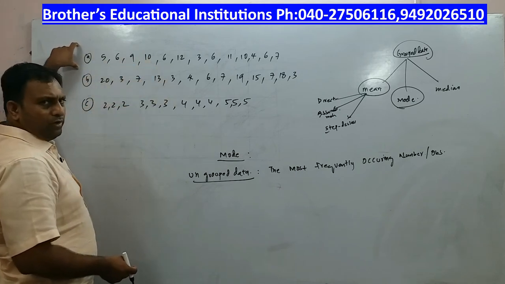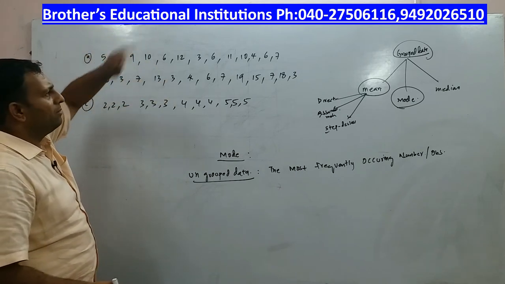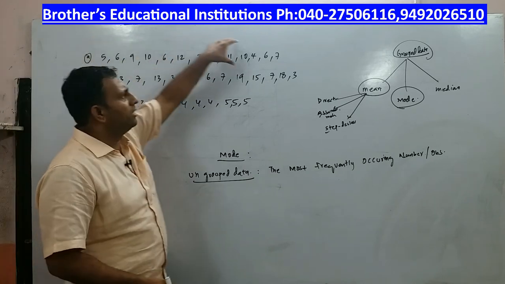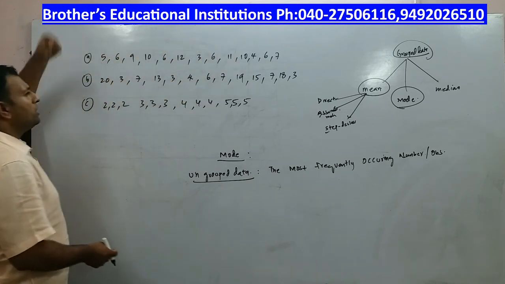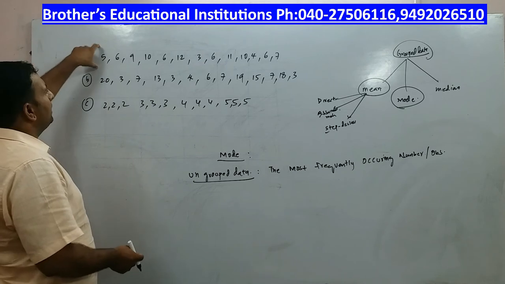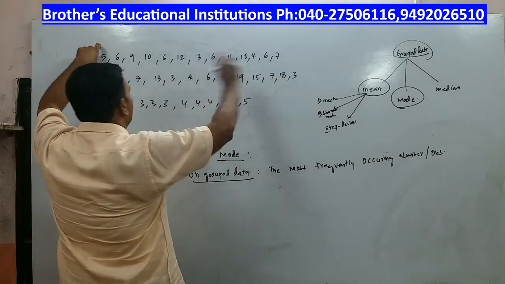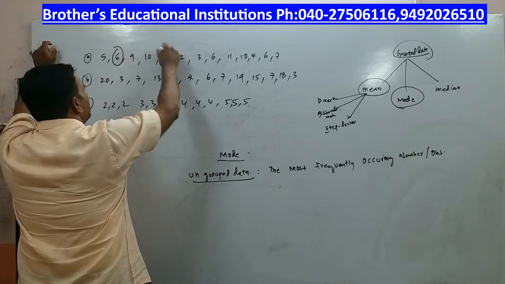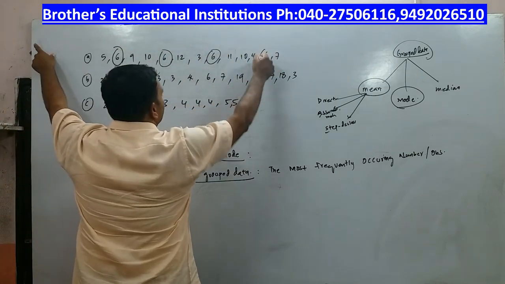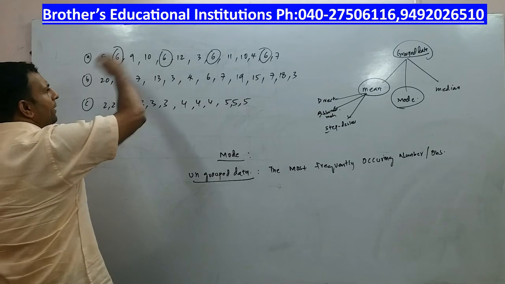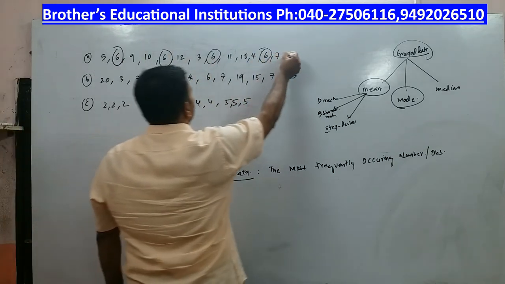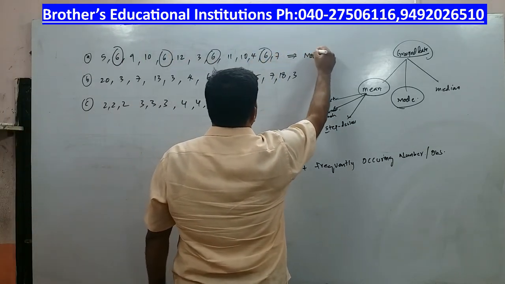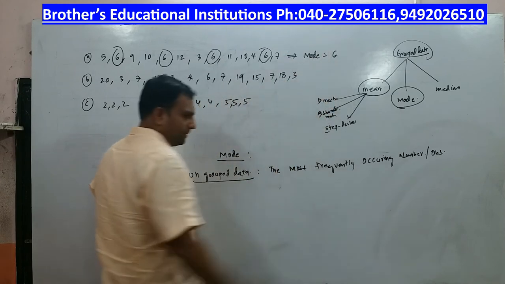The data is over here. You can see these numbers are randomly given to you. Now, in these given numbers, you have to observe which number is repeating maximum times. Is 5 repeating? No. Is 6 repeating? Yes, it is repeating once, twice, thrice, 4 times. Is any other number repeating? No. So I will write mode for this data is simply mode is equal to 6.